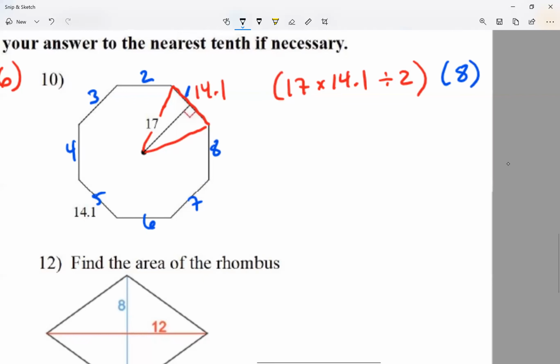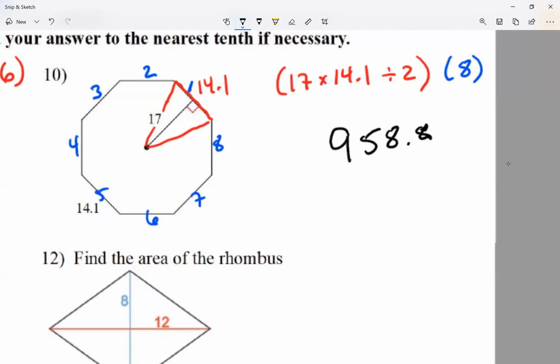So I'm just going to type everything at once. 17 times 14.1 divided by 2 times 8. My calculator says 958.8. Yeah, somebody else also got 958.8.